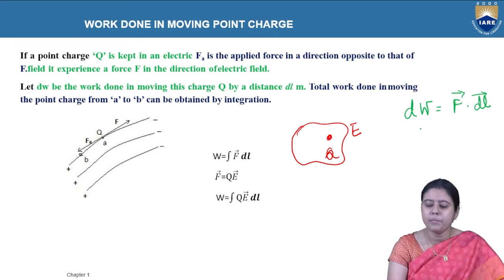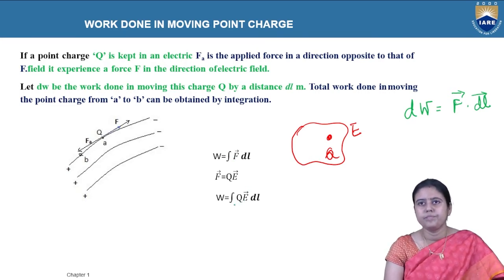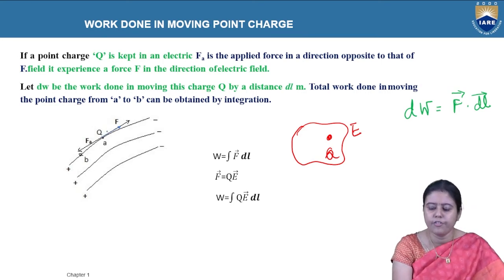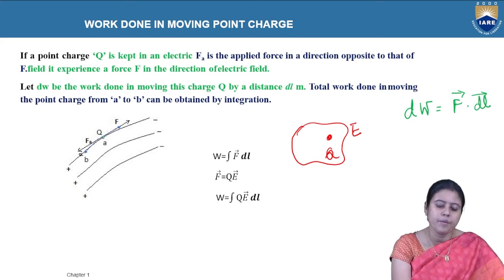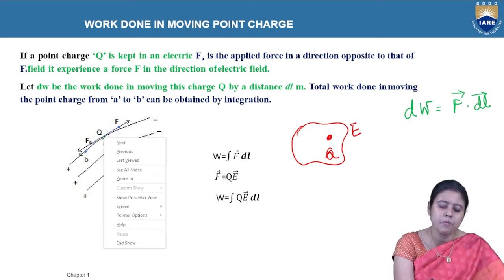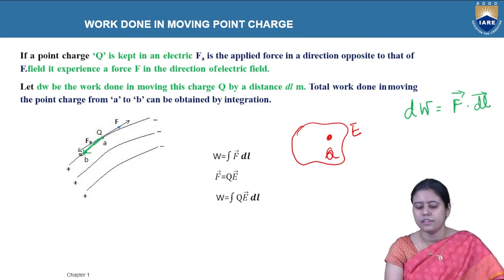So what will be the W? W is integration of F dot dl. Now we are substituting F with Q into E dl. So you can see this is the force and this is the opposite force. We are moving it from A to B. We are moving it in the A to B direction.